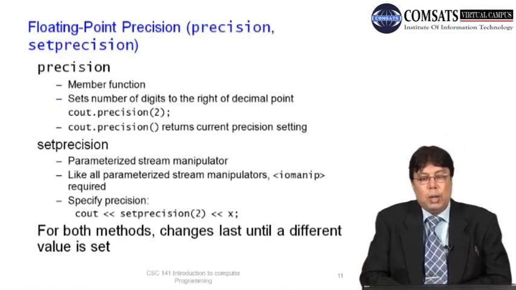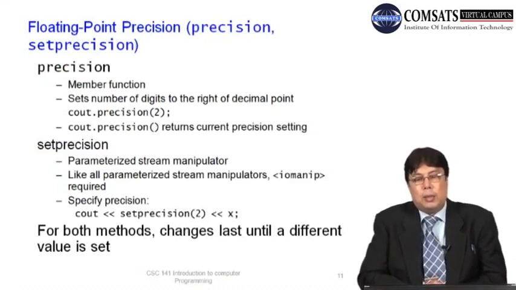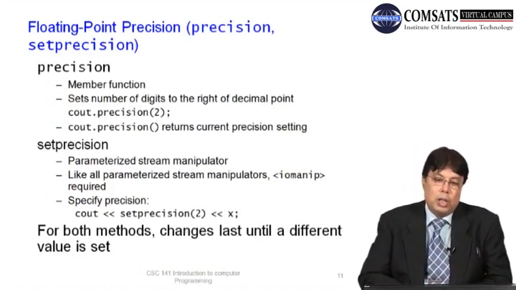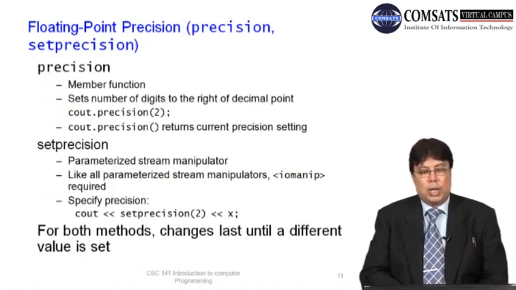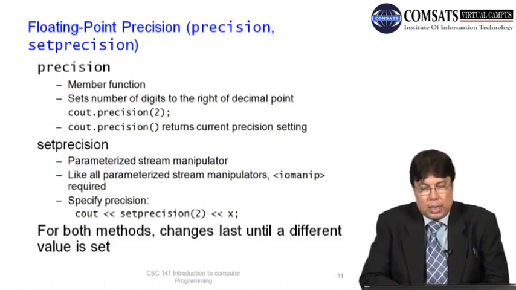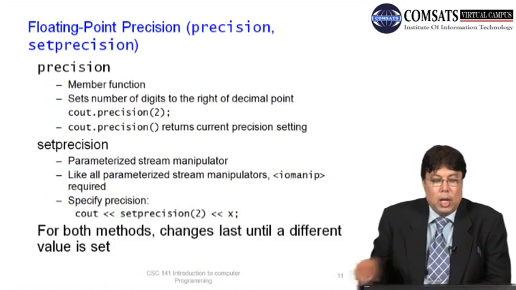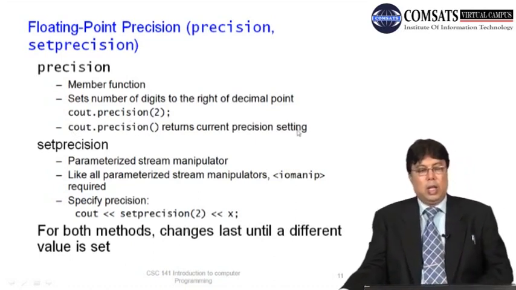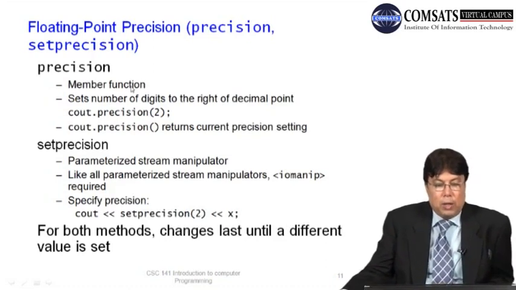Okay, floating point precision. We can set the precision with the help of precision or setprecision. Precision is a member function, and you can use it as a member function. It sets the number of digits to the right of the decimal point, that is, how many places after the decimal you want to print. If you want to use it as a member function, you use cout dot precision 2. And cout dot precision will return the current precision setting.